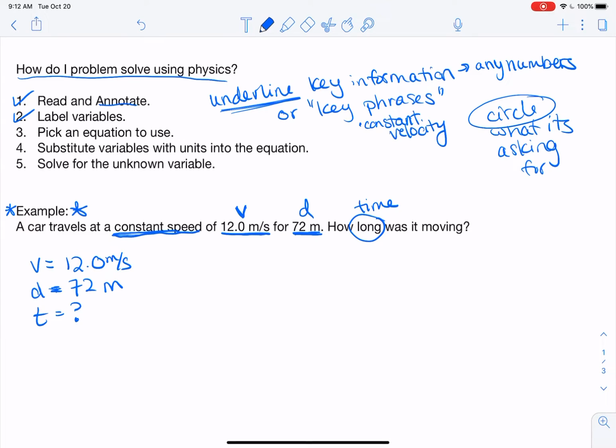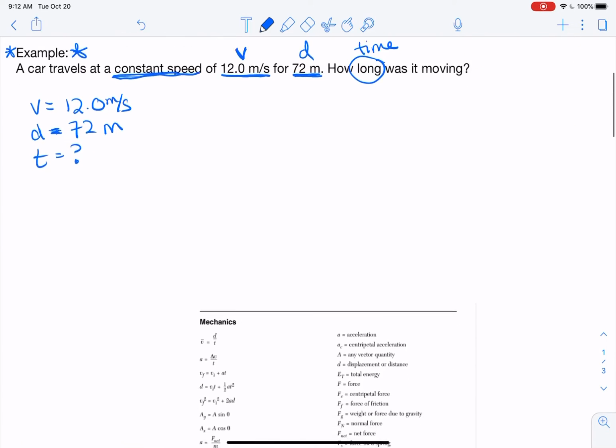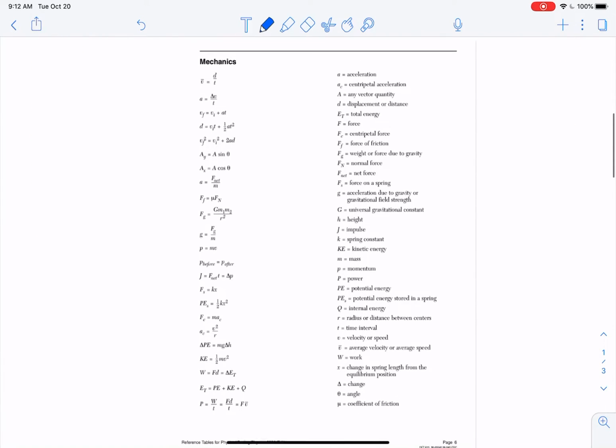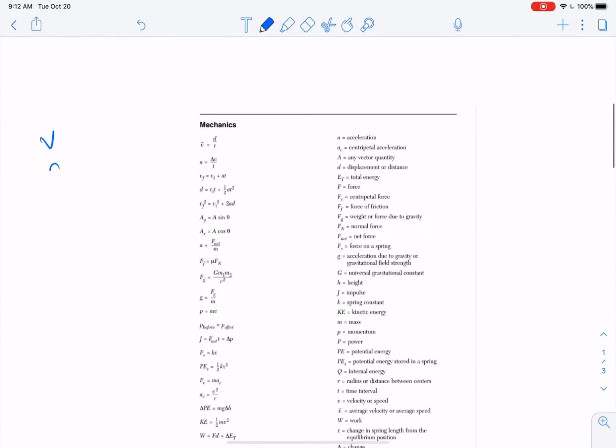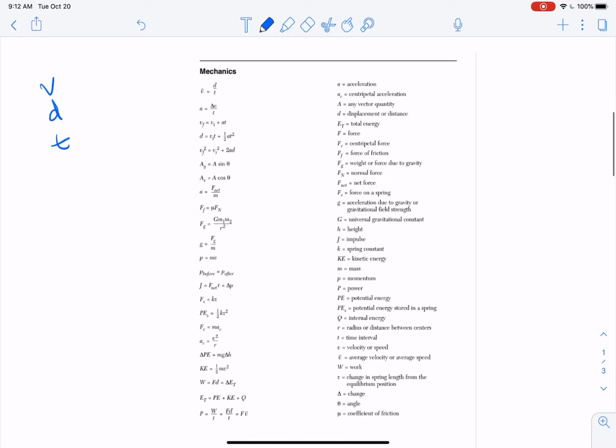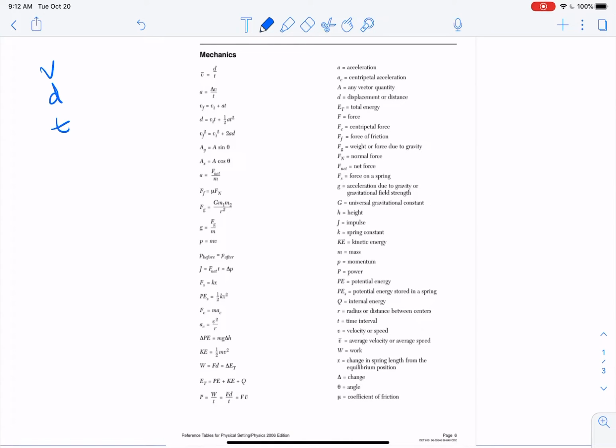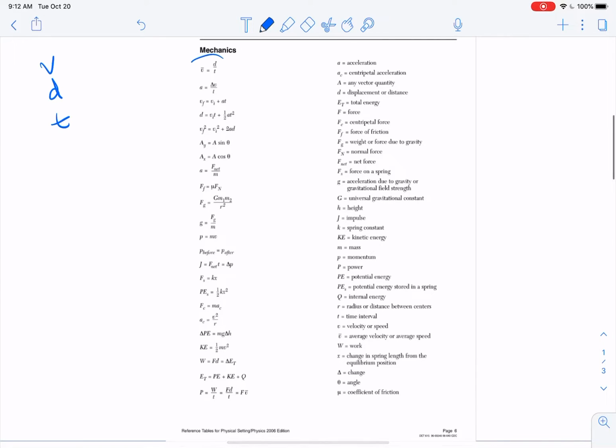Then we're going to pick an equation to use. And this is often where I find students struggle the most with physics. So I'm going to scroll down to the reference table that I have here. I just copied it. We want something that has V, D, and T for an equation. And again, I said this problem is relatively straightforward. It's not super complicated. But if we look at this first one here, we see we have V, D, and T, where velocity, with the line over it, that's your average velocity. D is your distance and displacement, and T is your time. So this is the equation we're going to use.